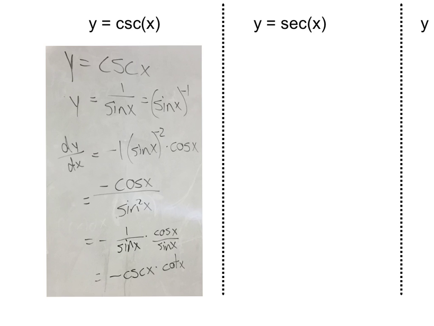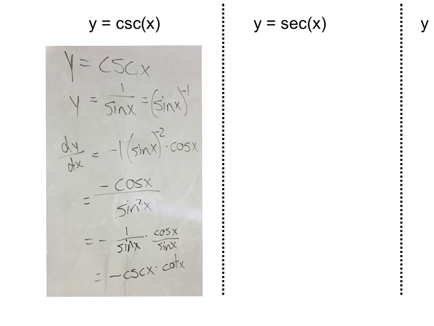And this is where we kind of played with it to make it look like what you're going to see if you look it up in a formula booklet or something. I split it up into 1 over sine times cosine over sine. So I split up the sine squared, and I made it multiplication here. So it's negative 1 over sine, which is cosecant, times cosine over sine, which is cotangent. So the derivative of cosecant is negative cosecant times cotangent.